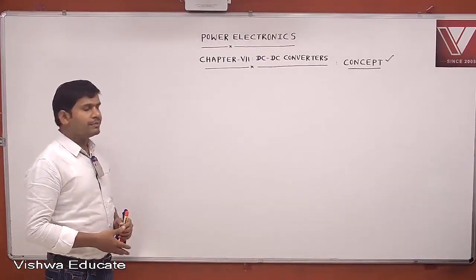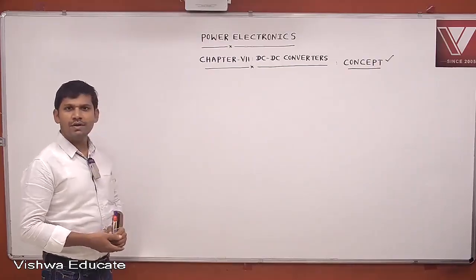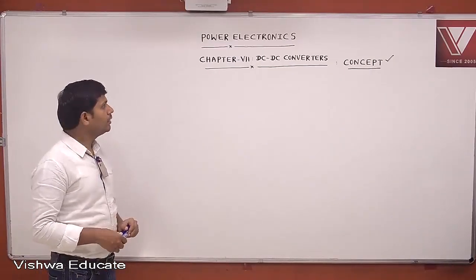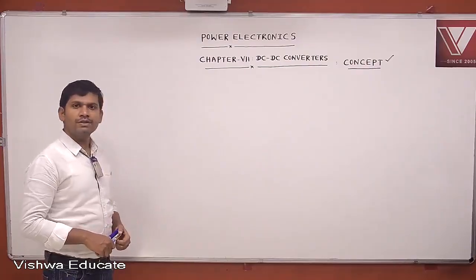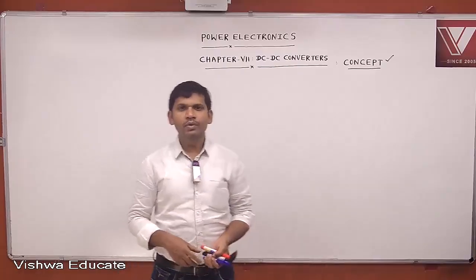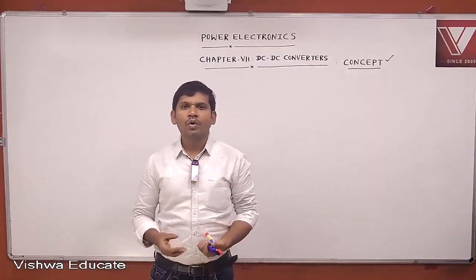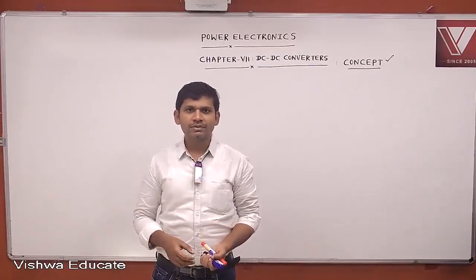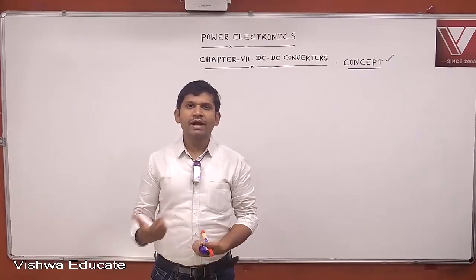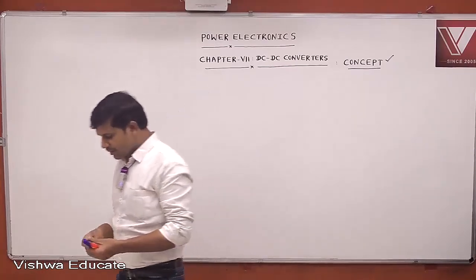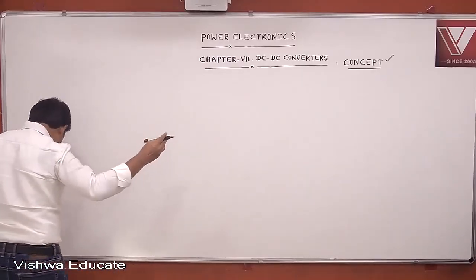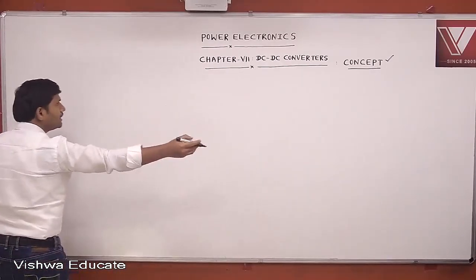Okay, I started a steady state analysis of type A chopper. That concept I am continuing. In the last session I discussed the duty cycle at boundary condition, that means the minimum value of duty cycle for which current is just continuous. That I gave as a continuation of the steady state analysis of type A chopper, that you concentrate.